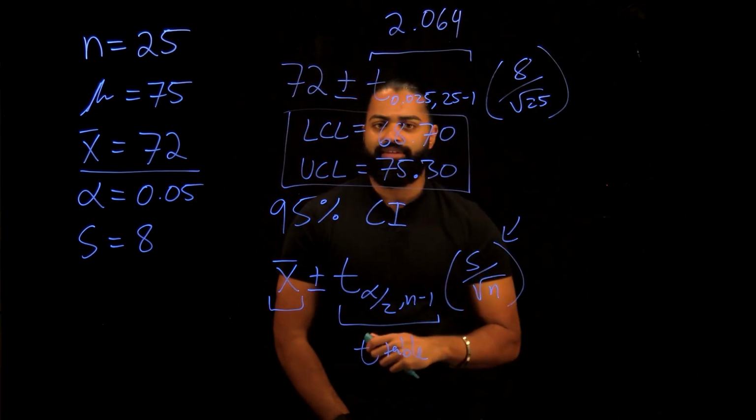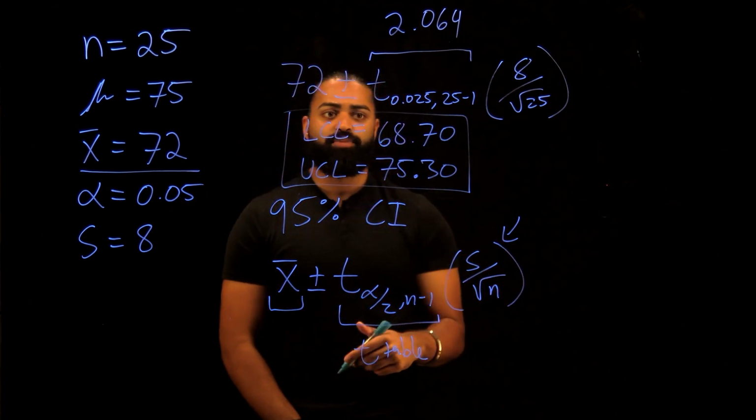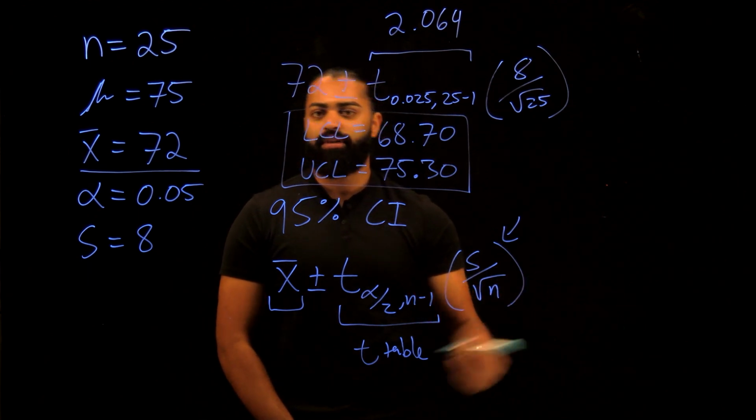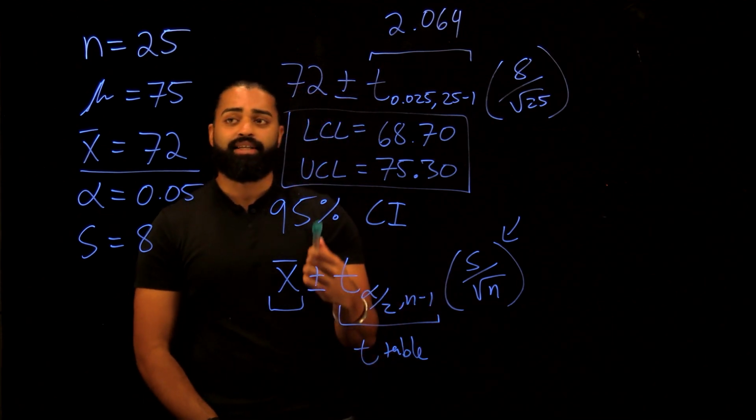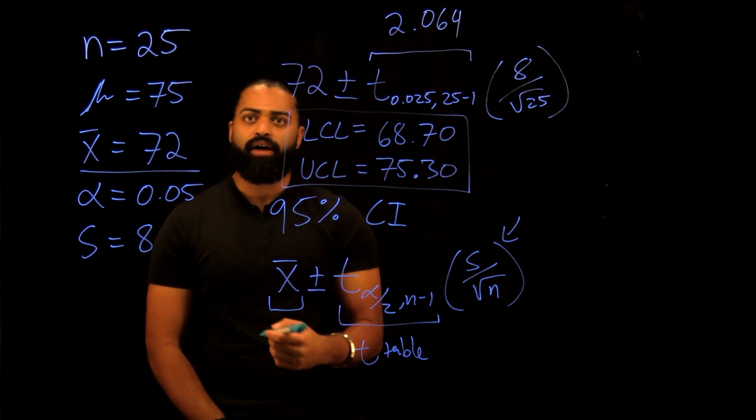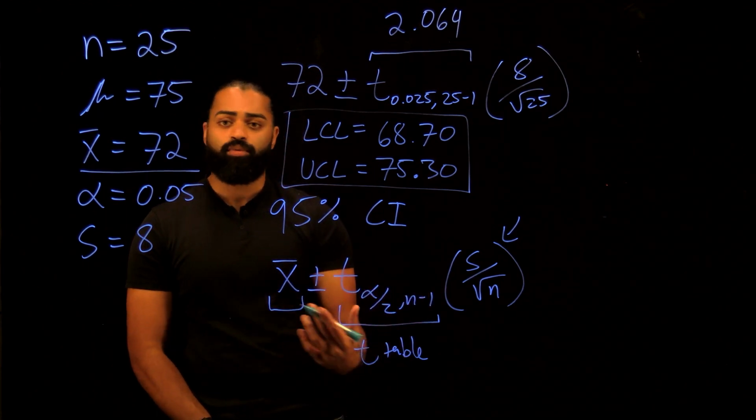So you could say the 95% confidence interval for the average exam score is in between 68.70 and 75.30. So that's how you would do a t-test, and this is a left-tail t-test is what we did. And on top of that, this is a 95% confidence interval. So we're going to do a couple more just so you get more familiar and more comfortable with all this information.